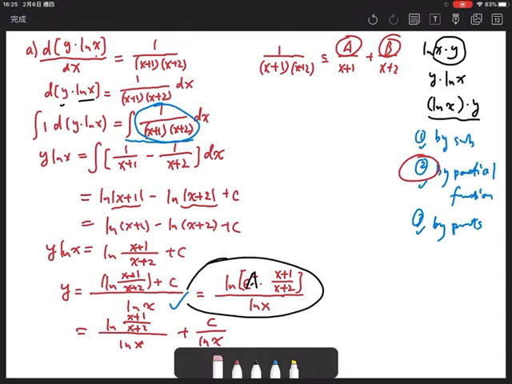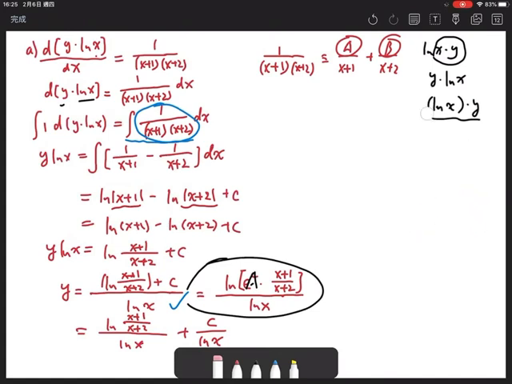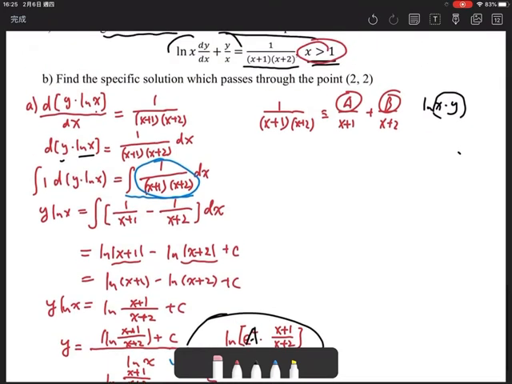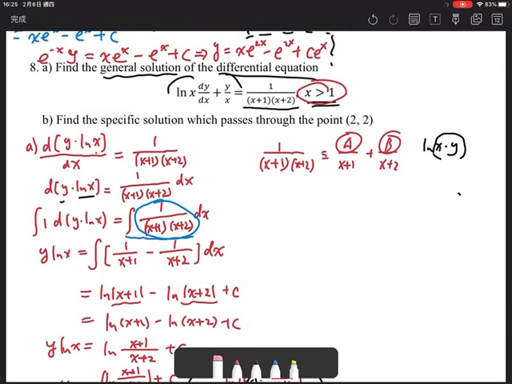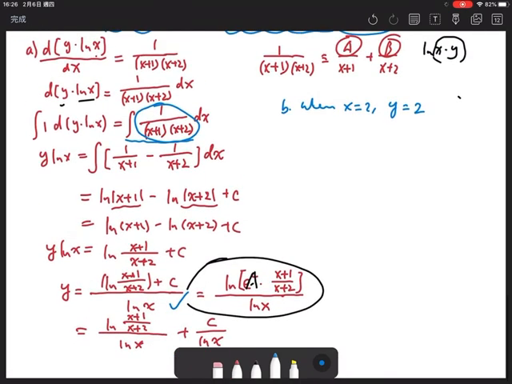And for question B, now let's look at question B. Question B requires us to find a specific solution, a specific solution which passes through the point (2, 2). So it means that when x equals 2, y is 2 also. So let's do a substitution. We substitute x and y to be 2 into the equation we found in A.